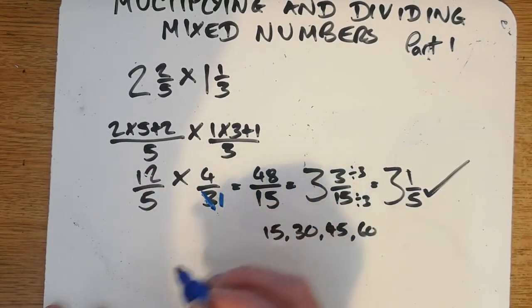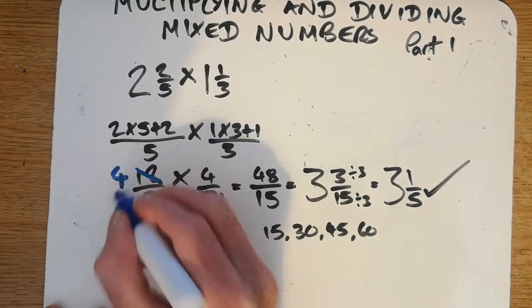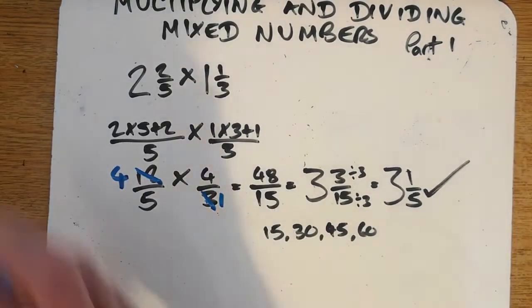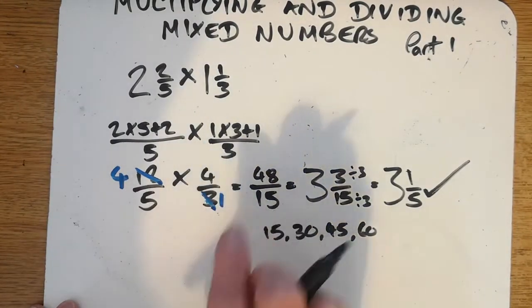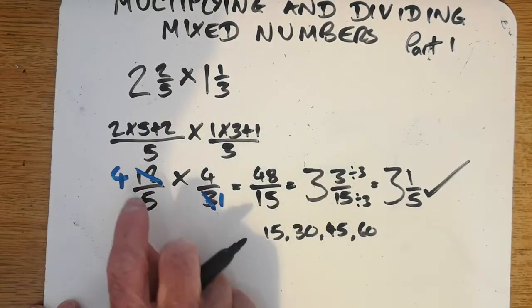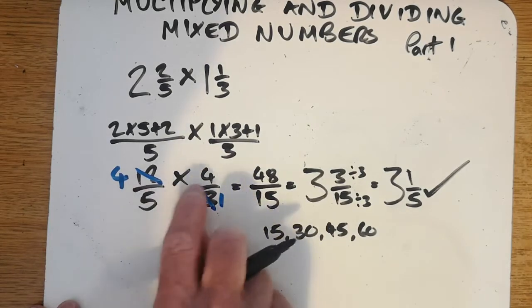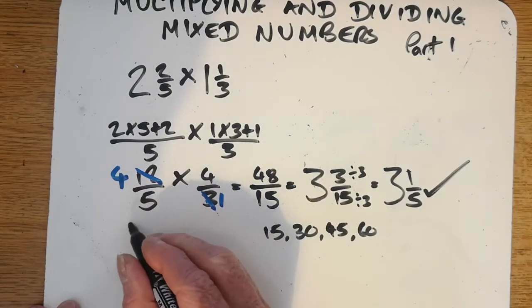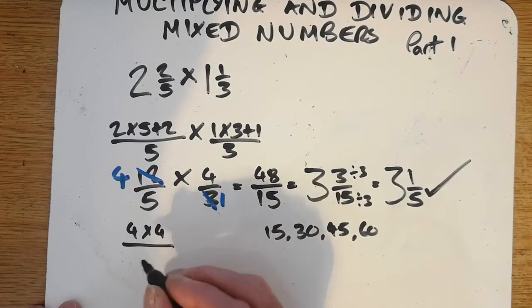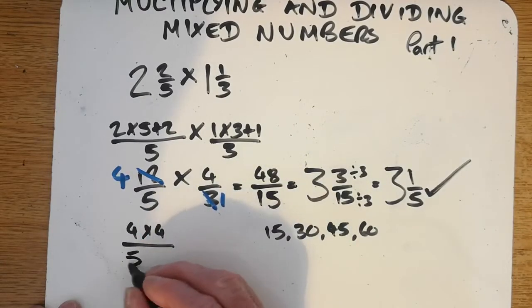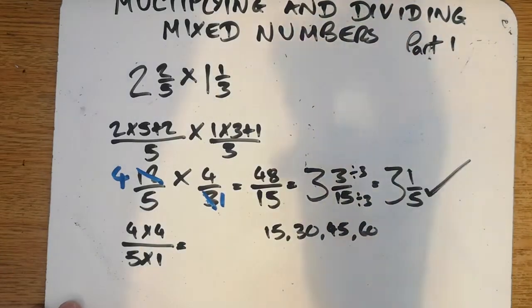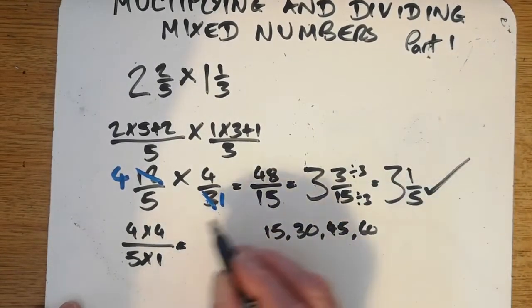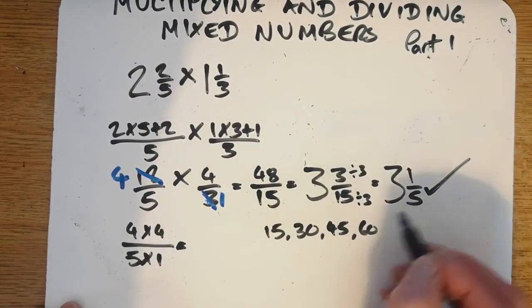3 goes into 3 once, and 3 goes into 12 4 times. That suddenly becomes a slightly easier sum to do, rather than doing 12 times 4 and 5 times 3. I can just look at it like this. I can do 4 times 4 and 5 times 1. If I look at that, this is going to give me the same answer as I got up here, exactly the same. I'm just doing it because I'm going to end up with this answer straight away.